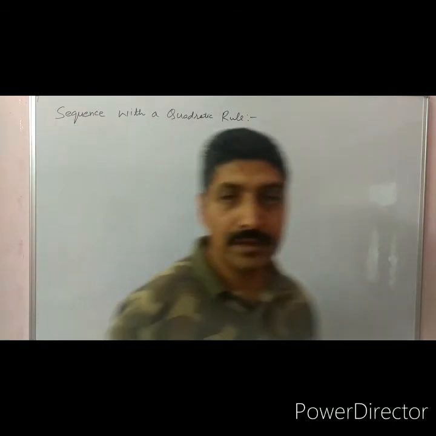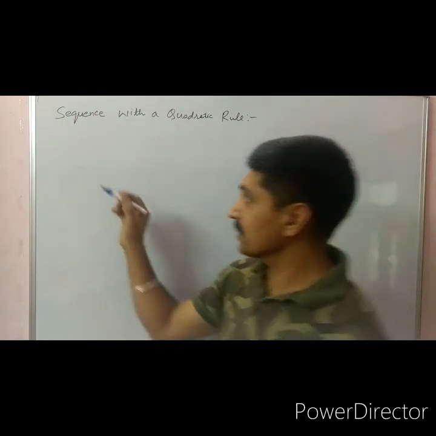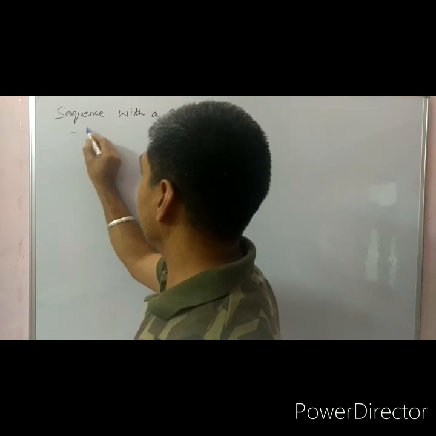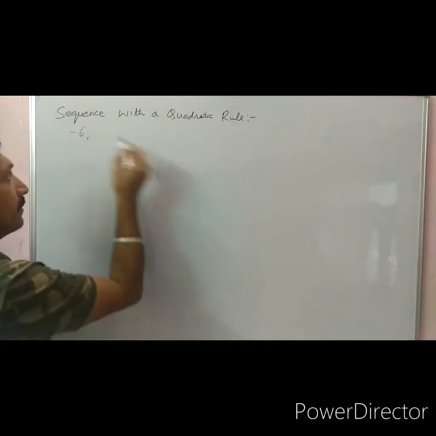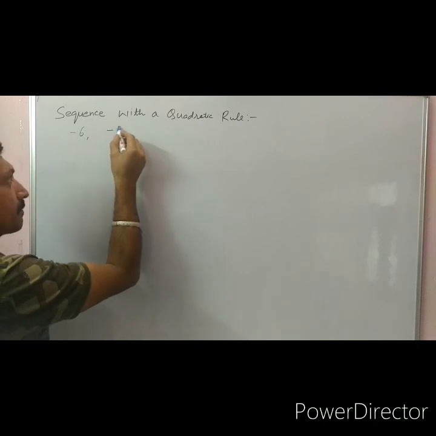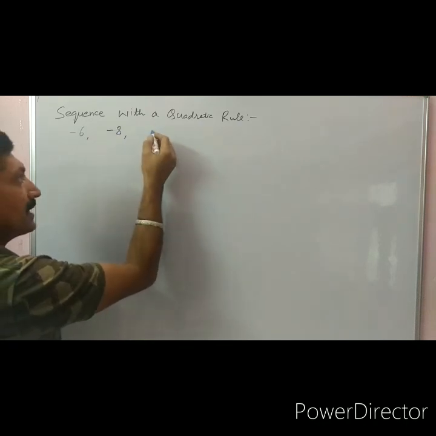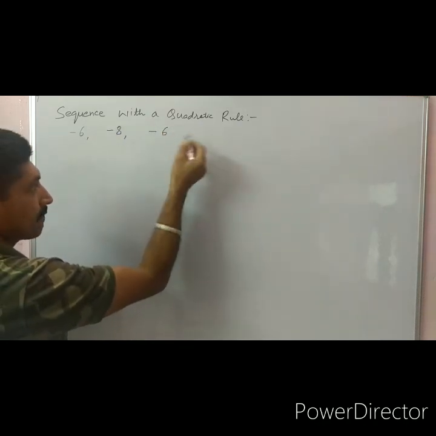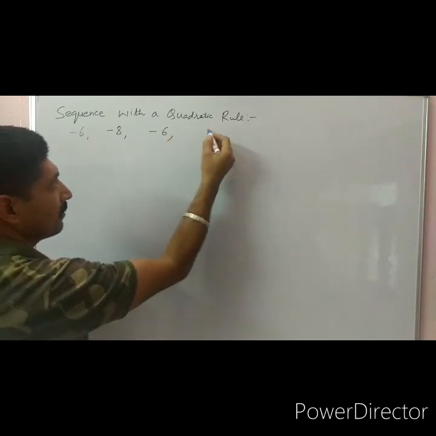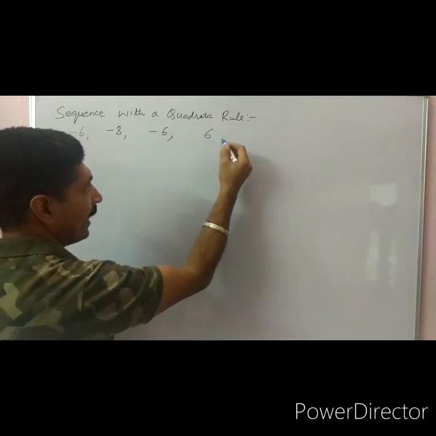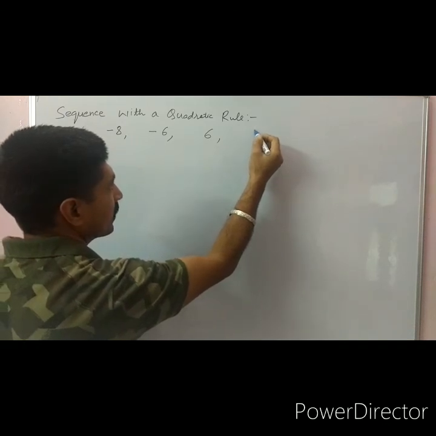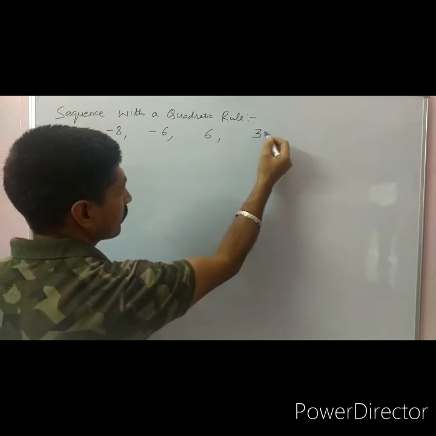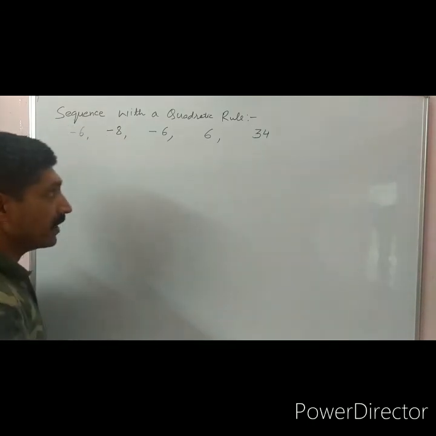Let's take one sequence whose first term is minus 6, the second term is minus 8, the third term is again minus 6, the fourth term is 6, and the next term is 34.